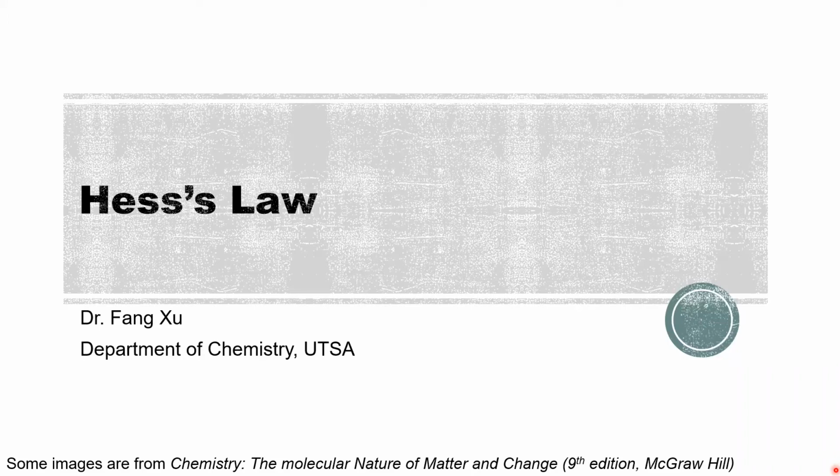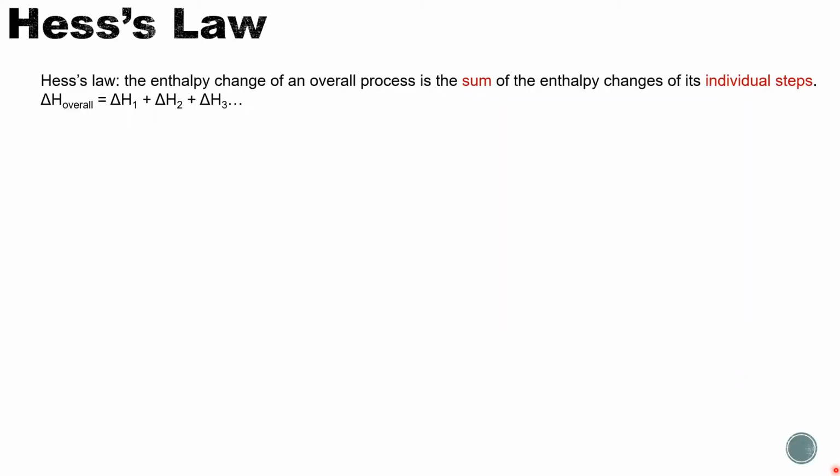Today we're going to talk about Hess's law. This is the last topic in chapter 6, and it's very important because it helps us to do a lot of calculations. So what is Hess's law? It says the enthalpy change of an overall process is the sum of the enthalpy changes of its individual steps.